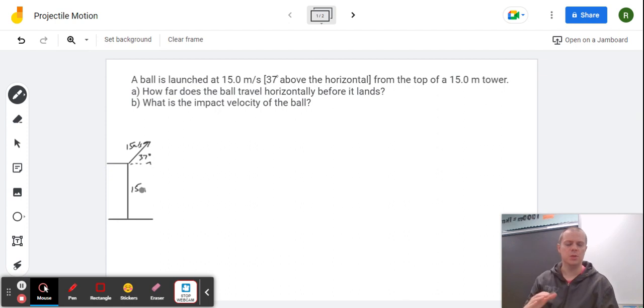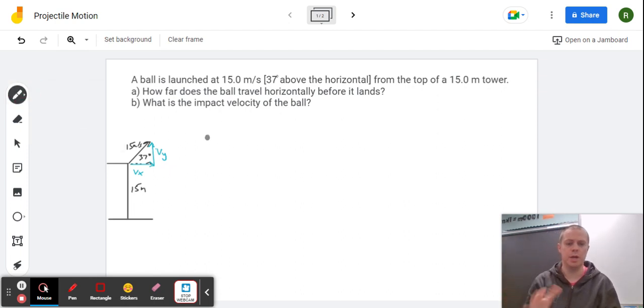All right, so this is basically what we have. We have a 15-meter tall tower, and we're shooting at an angle of 37 degrees above the horizontal out at 15 meters per second. This is a more complicated projectile motion problem because instead of launching it just horizontally, we have an angle, meaning we're going to have to split our vector into components. This angle here will give us a Vx, and here will give us a Vy.